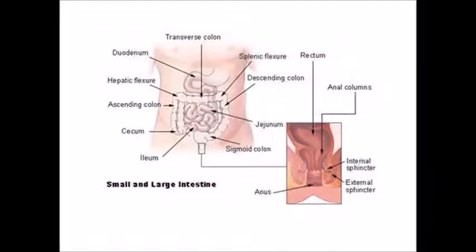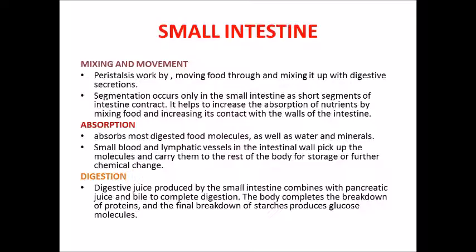Okay, now we will move to the overlapping functions of the small and large intestine. The small intestine consists of three processes. First, mixing and movement by peristalsis and segmentation. Next, absorption. The small intestine absorbs most digested food molecules as well as water and minerals.